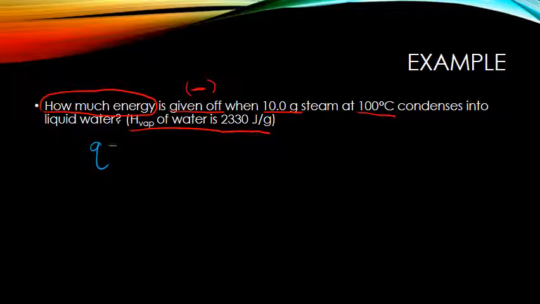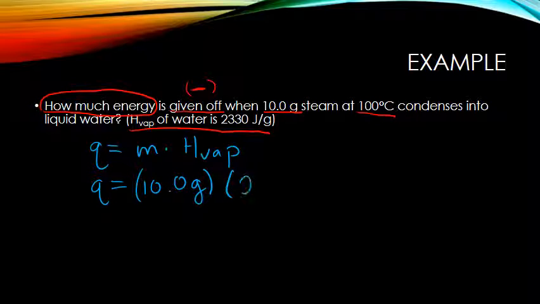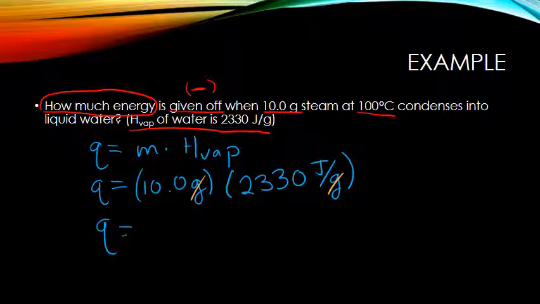So our equation, Q equals M times our heat of vaporization. We're going to simply plug in our numbers. Our heat equals our mass, 10.0 grams, times our heat of vaporization, 2,330 joules per gram. We can see that our grams will be multiplied and cancel out. All right, so our answer is going to end up being Q equals 23,300, and our units are going to be joules.